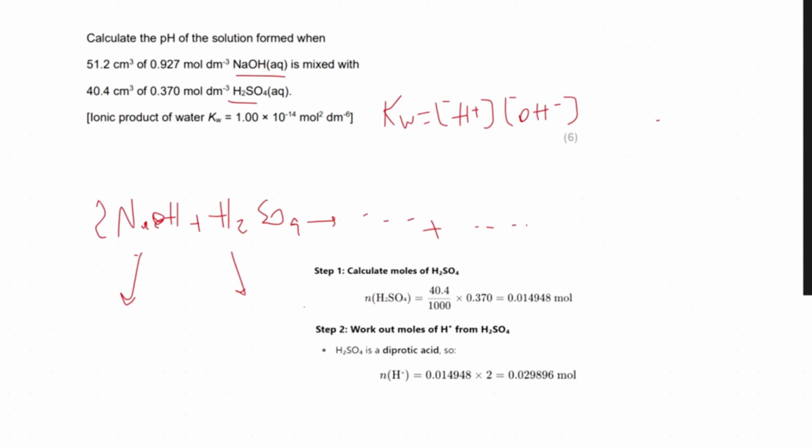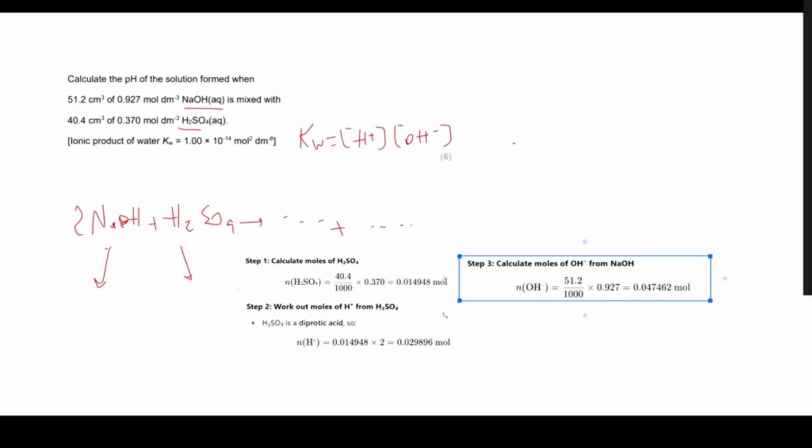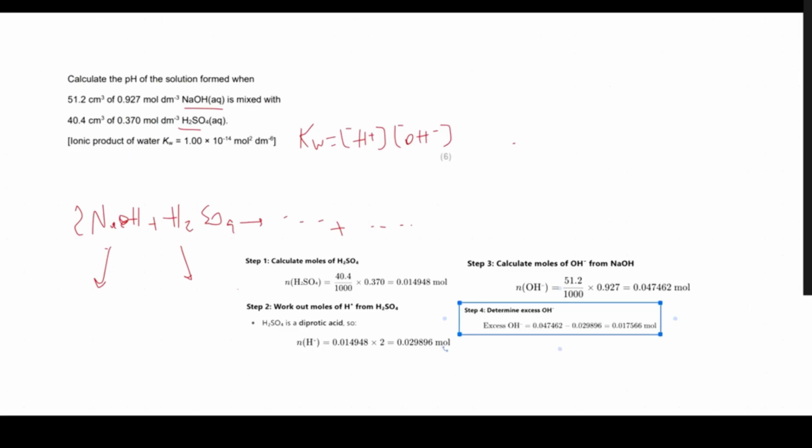Next, we calculate the moles of the hydroxide. Doesn't matter which order you're doing, as long as at the end you're getting to the moles and the excess, of course. This is super, super important. So please check your steps. We have an excess moles. Very important that you understand how to calculate what's in excess.